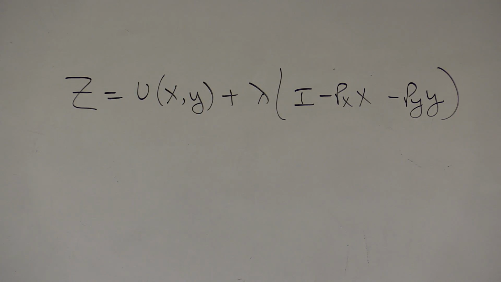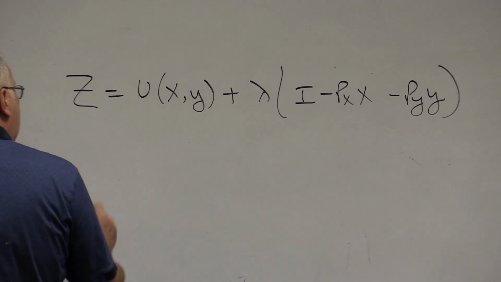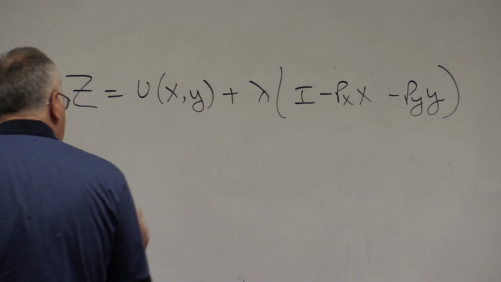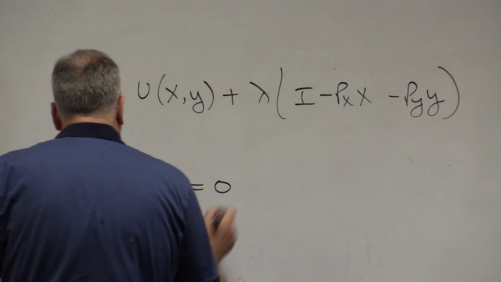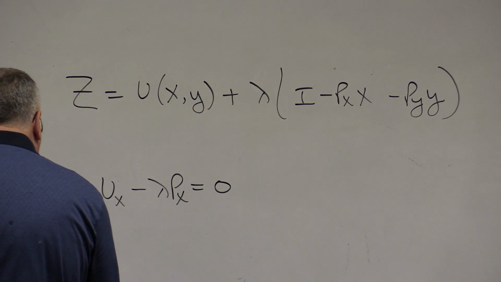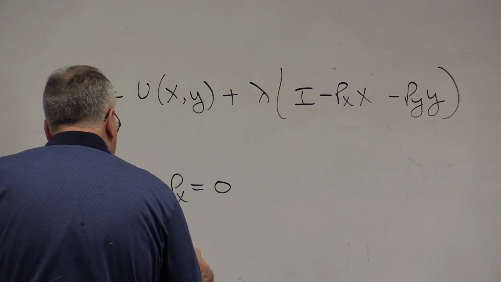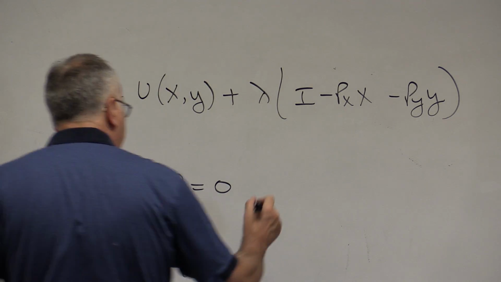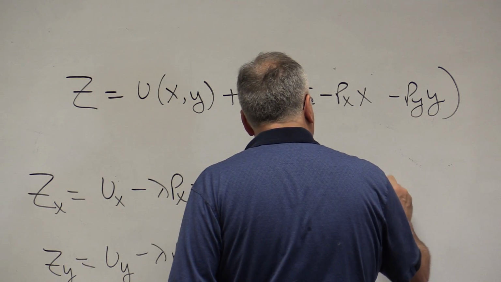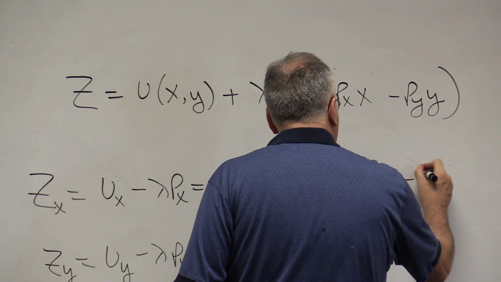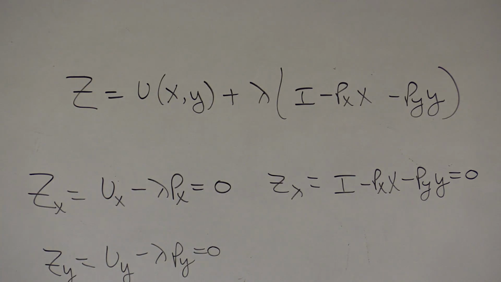The first order conditions would just be this. Z sub x equals u sub x minus lambda px equals 0. Z sub y would just be u sub y minus lambda py equals 0. And of course you would have z sub lambda equals I minus pxx minus pyy equals 0. That's just the budget constraint.